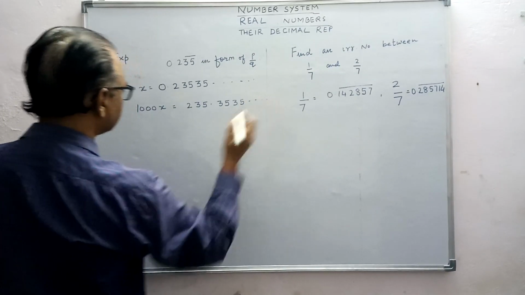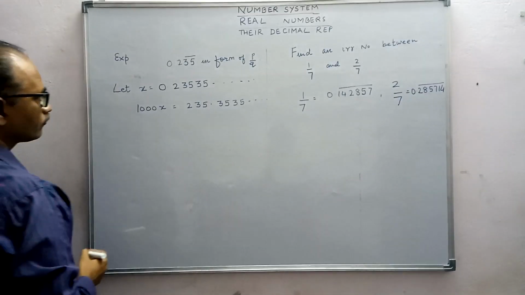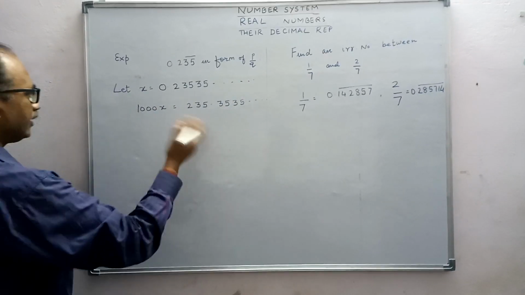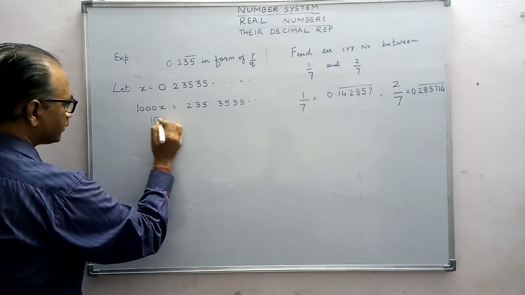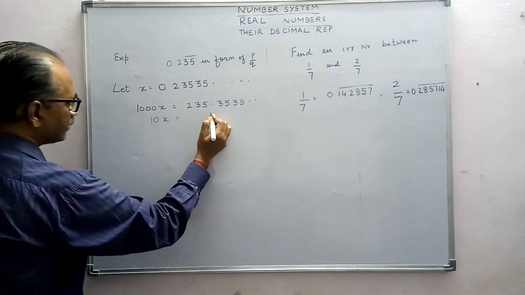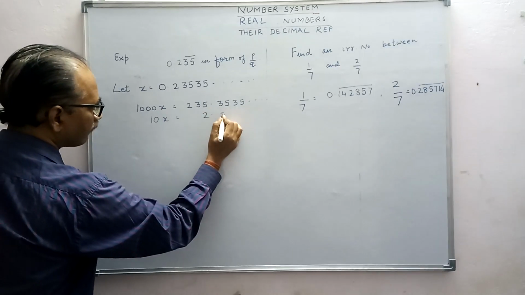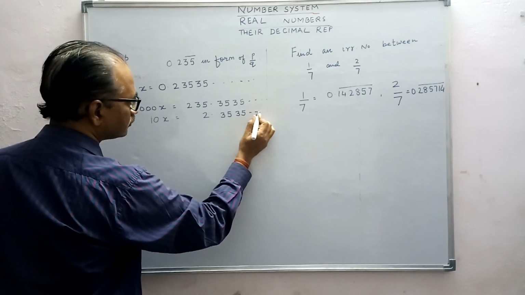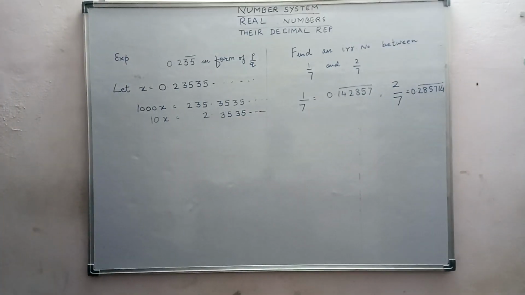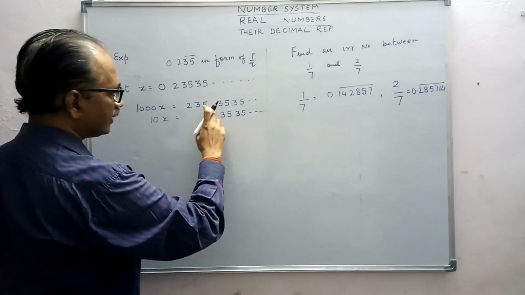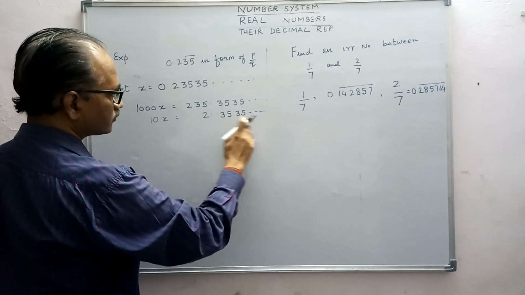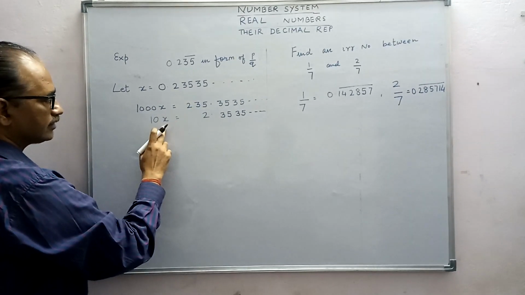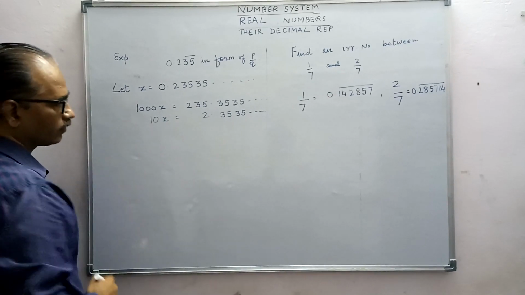Now you have 2 here, so this repeated part should be the same. The remaining we can bring to that side. So 10x is equal to 2.3535... We multiply them in such a way that after the decimal we get similar values in both cases. This can only be done if we multiply first by 1000 here, 1000x, then by 10 here, so 10x is equal to this.